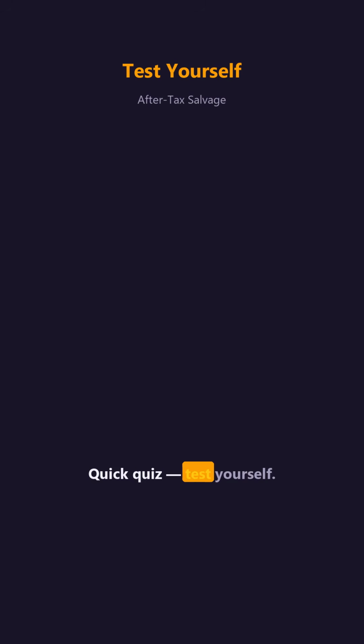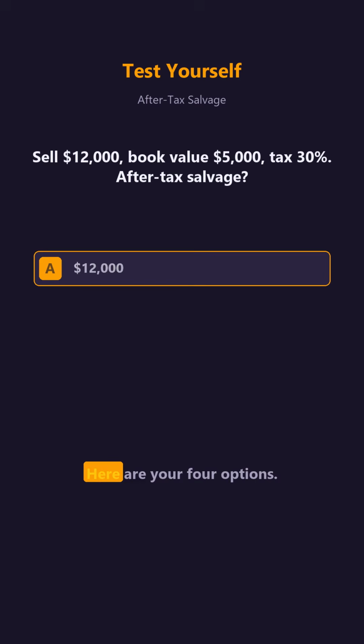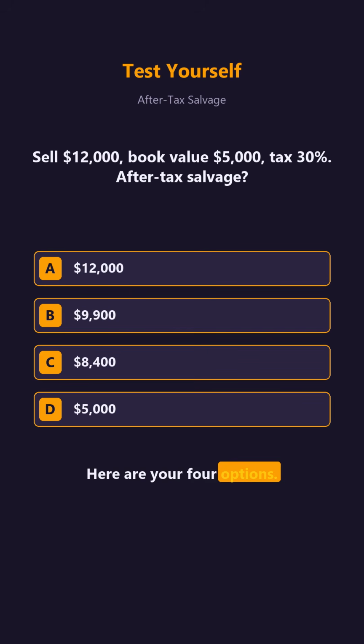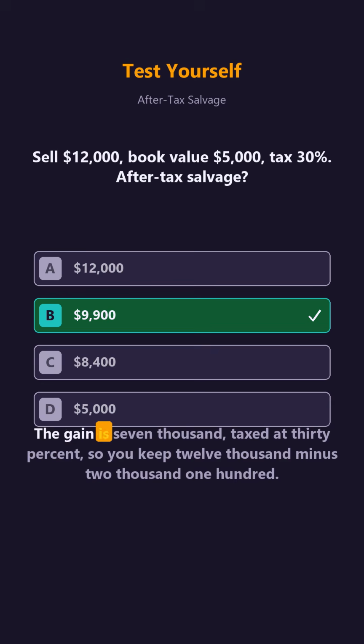Quick quiz, test yourself. You sell an asset for $12,000 with a book value of $5,000 and a 30% tax rate, so what is the after-tax salvage? Here are your 4 options. Pause the video and solve it now. The correct answer is B, $9,900. The gain is $7,000, taxed at 30%, so you keep $12,000 minus $2,100.